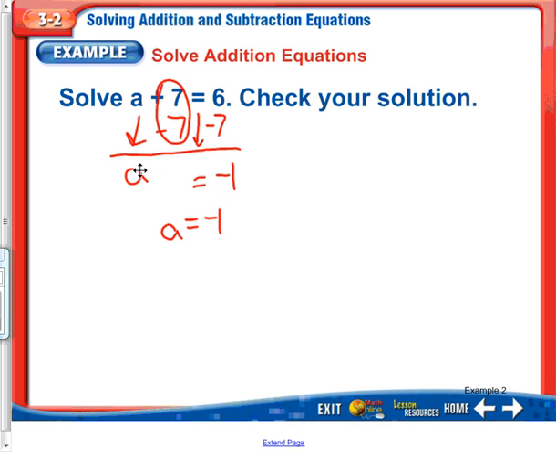But when we're working it out, we're going to want to keep that space there just so we can keep everything lined up. So a equals negative 1 is our answer, and you can do some mental math to check. If I owe 1 and have 7, that means I have 6. Yep, it worked.